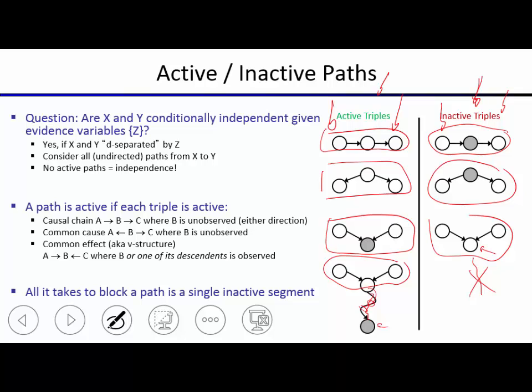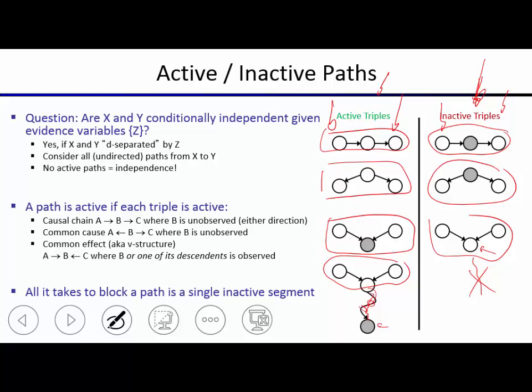Another way to say it is that for an active triple, we cannot guarantee independence, conditional independence of the outer variables given whatever the evidence is. For an inactive triple, we can guarantee. Here we can guarantee that no matter what the tables are, the two outer variables will be independent given whatever evidence is available to us.